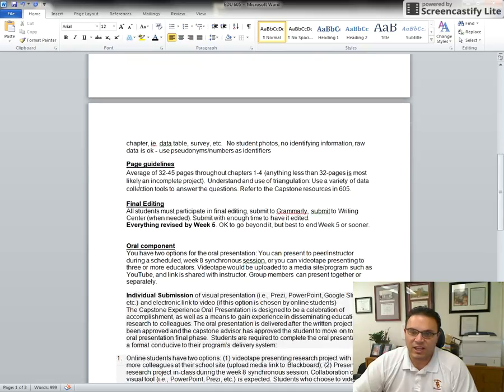Page guidelines. Let's take a look at that. The average is 32 to 45 pages throughout chapters 1 through 4. Anything less than 32 is most likely an incomplete project. Understand the use of triangulation. Go ahead and refer back to your Hendricks book, or refer to the capstone resource in 605.